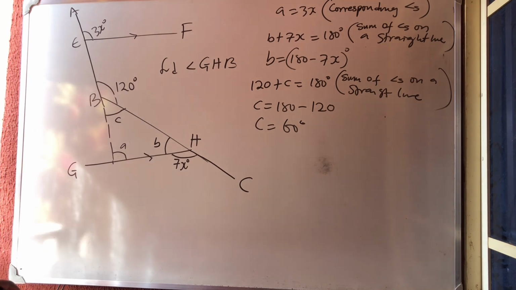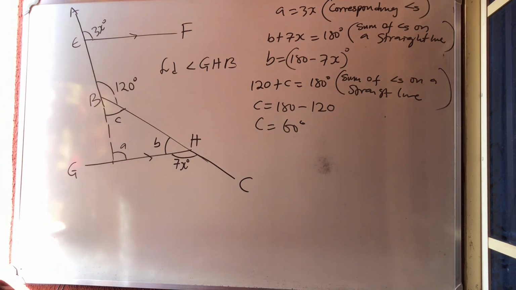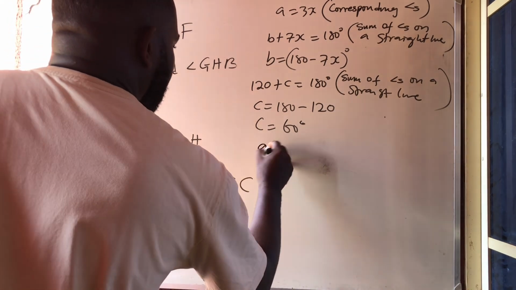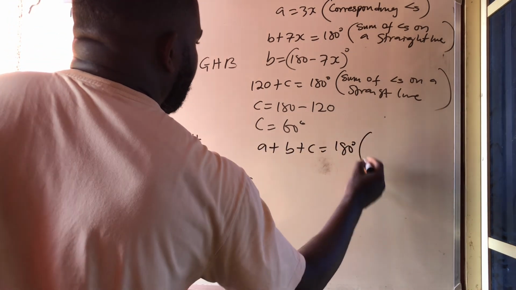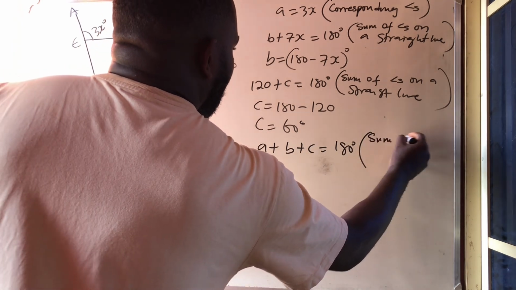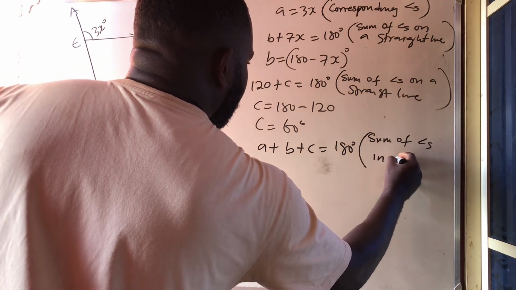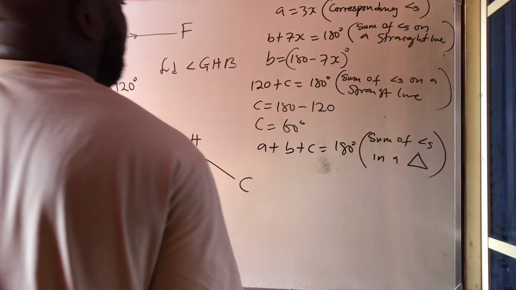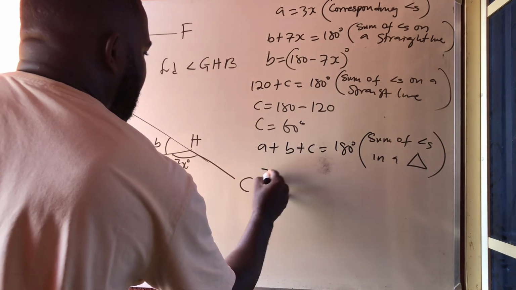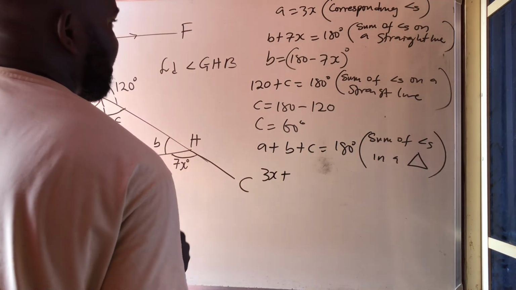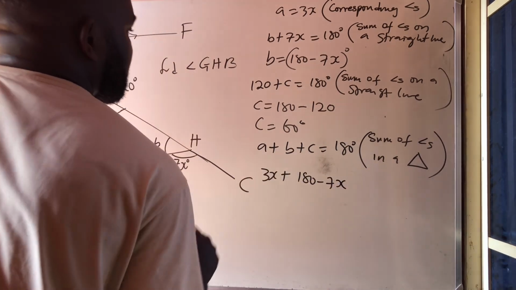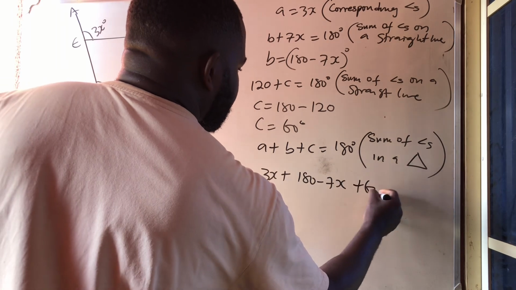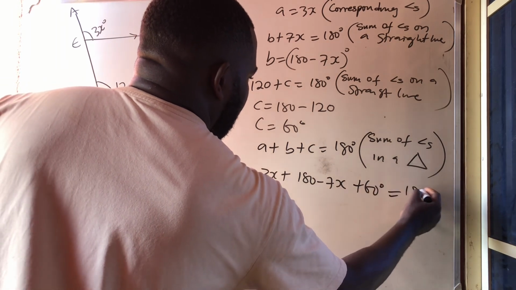And I know that if I add A plus B plus C, it is equal to 180, and my reason is the sum of angles in a triangle. So we say that A plus B plus C is equal to 180 degrees. My reason is the sum of angles in a triangle. So what is my A? My A is 3x plus, what is my B? My B is 180 minus 7x. What is my C? My C is 60 degrees. And all of them are equal to 180.